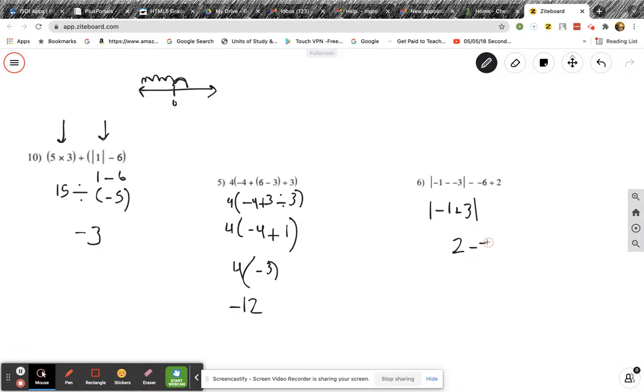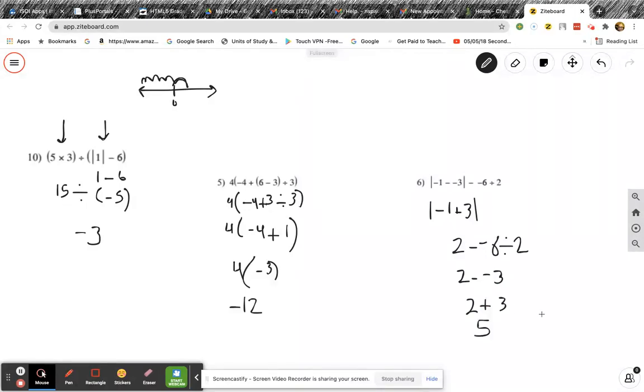Then we have minus a negative 6 divided by 2. You want to do the division next. That is a negative 6 divided by 2. That would be a minus 3. Finally, we have 2 minus a negative 3. The minus a negative turns into a 2 plus 3, and we have 5.